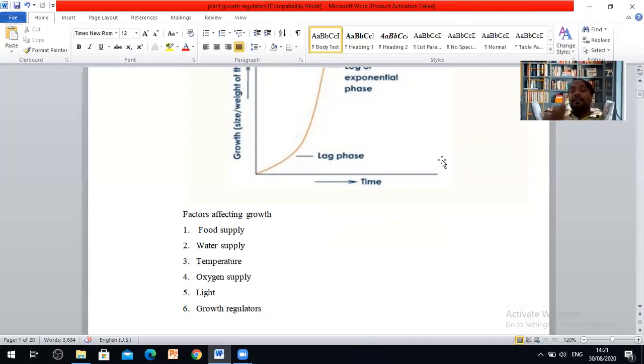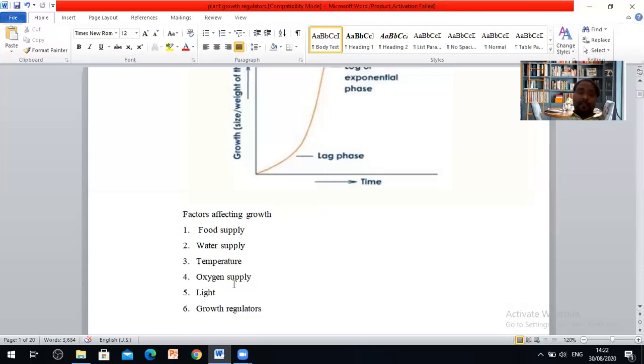Then the temperature. When the temperature is 28 to 33, then that temperature is optimum for the growth, particularly for the plants which are growing in the temperate region. The optimum temperature for different plants is different. So particularly the plants which are growing in the temperate region, the temperature between 28 to 33 degrees centigrade is optimum for the growth of the plant. Then oxygen supply is also important.